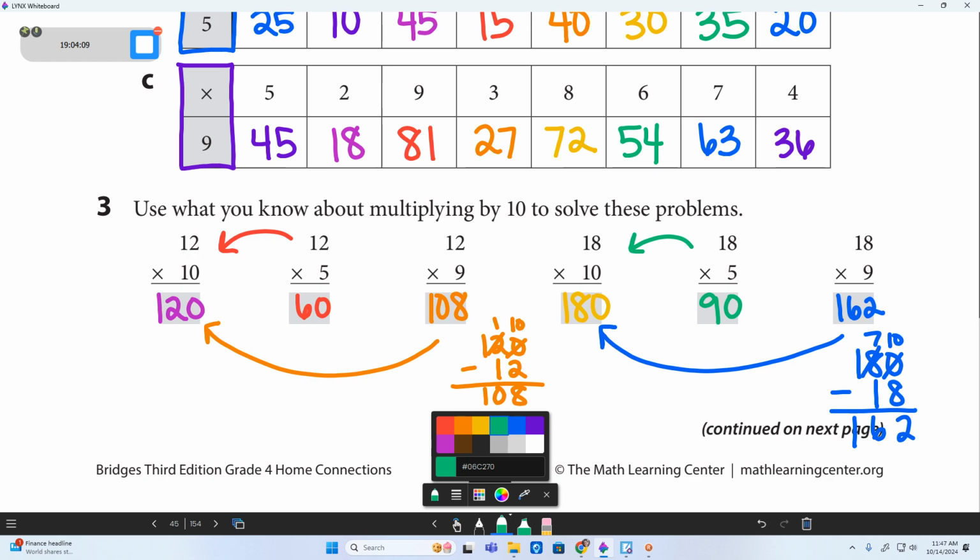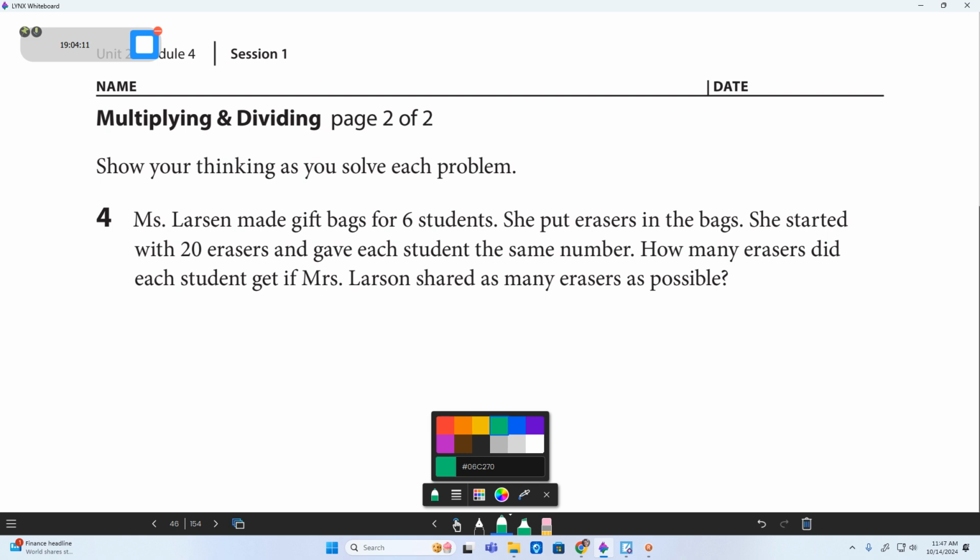All right, let's take a look at Home Connections 42. Mrs. Larson made gift bags for 6 students. She put erasers in the bags. She started with 20 erasers and gave each student the same number. How many erasers did each student get?